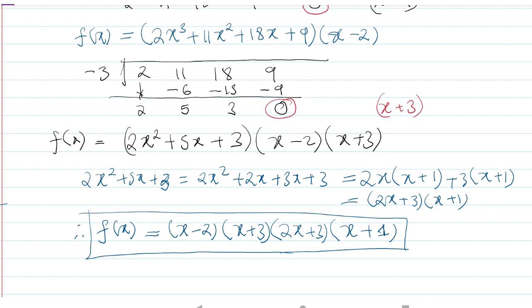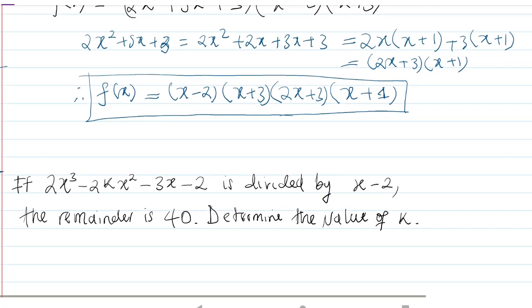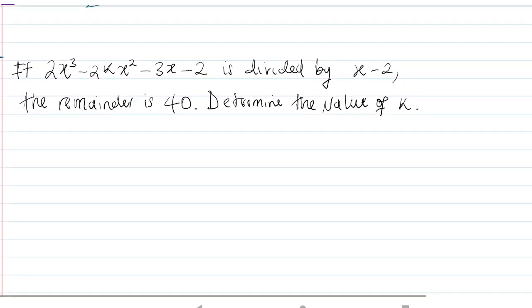Now let us see how we apply all these things together. So given that we are saying if 2x power 3 minus 2kx squared minus 3x minus 2 is divided by x minus 2, the remainder is 40. The question is determine the value of k.